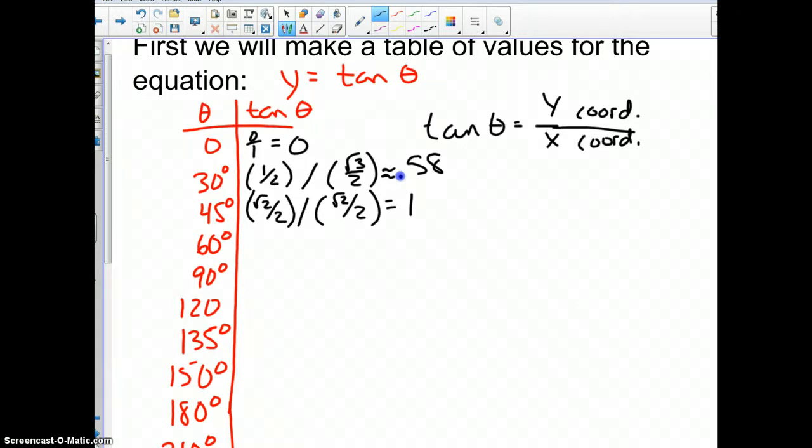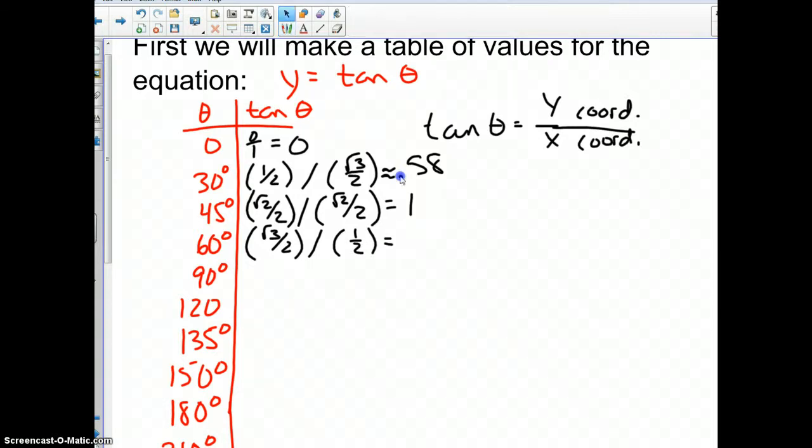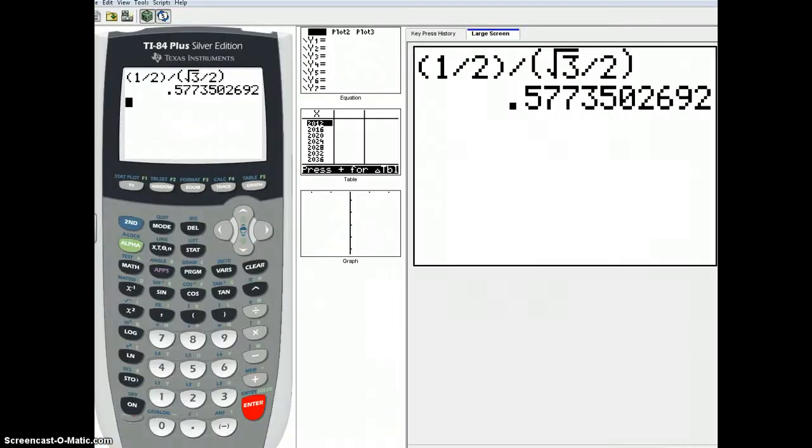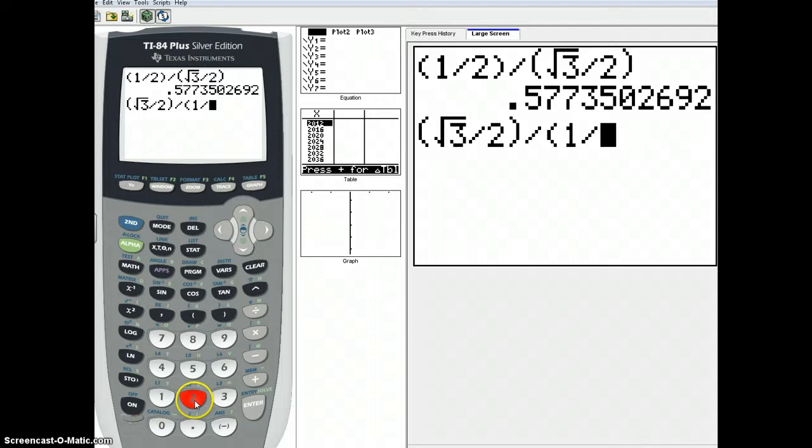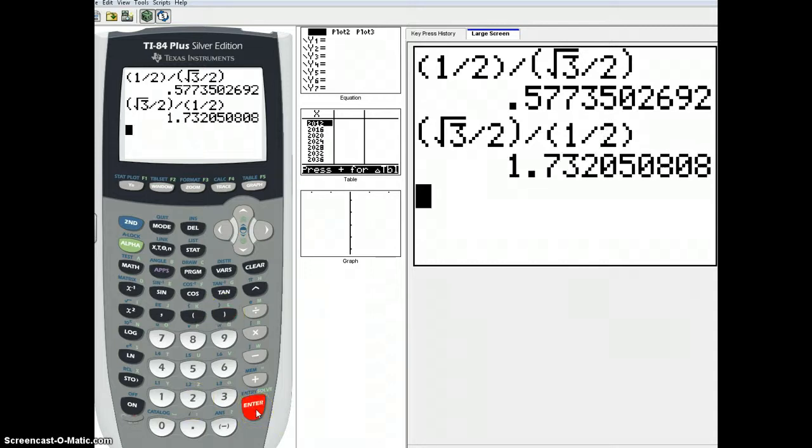Well, that's y over x. The y coordinate is the square root of 3 over 2, and we're going to divide that by 1/2. So if you do that in your calculator, we take the square root of 3 over 2 and divide that by 1/2. Some of you might be able to do some shortcuts to do that, but basically your end result is you get about 1.7. So that's going to be our value there.